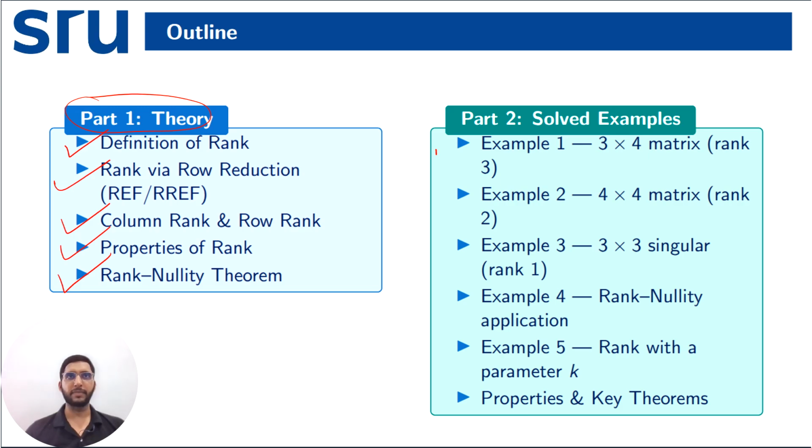First example is finding the rank of a 3 cross 4 matrix. Second, the matrix will be of the order 4 cross 4, and we'll find out the rank of that matrix. Then determining whether a matrix is invertible or not using the rank method. Then applying the rank nullity theorem to find the rank of a matrix. Then determining rank when a parameter is present in a given matrix. And at last we'll be summarizing the key formulae and concepts.